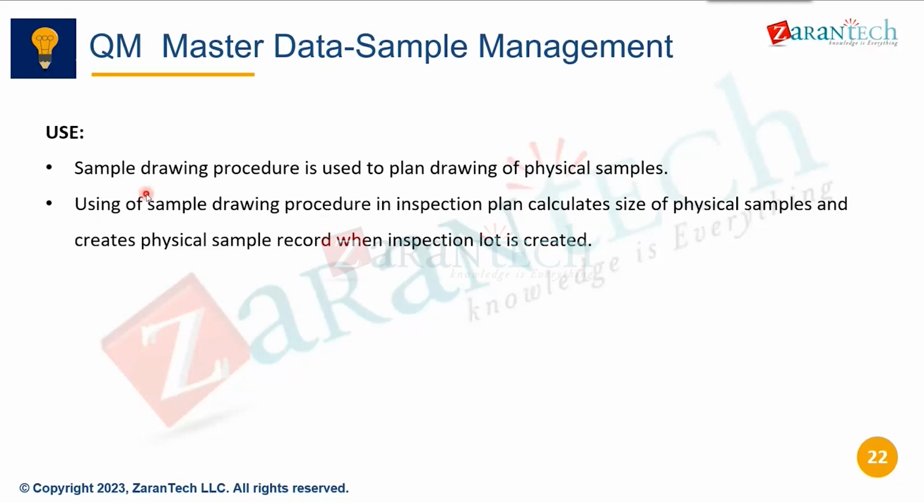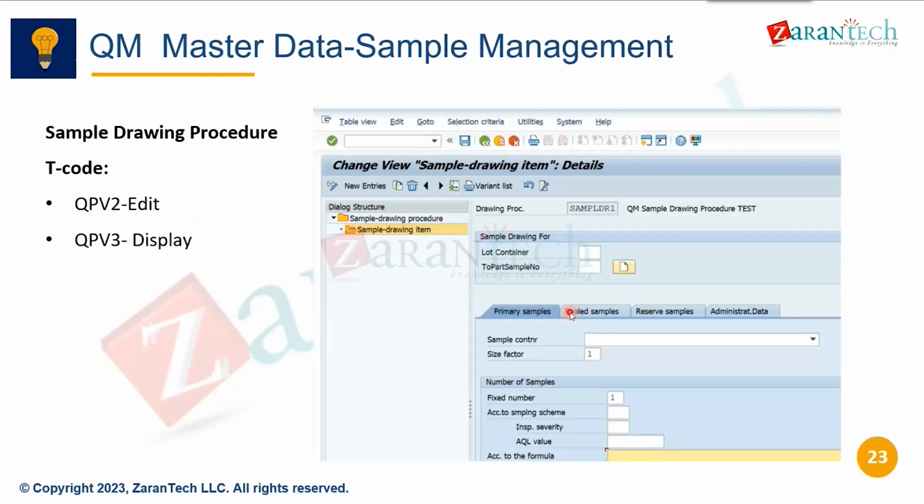Okay, so this is the use. Sample drawing procedure is used to plan the drawing of physical samples, which we discussed. Using the sample drawing procedure, the inspection plan calculates the size of physical samples and creates the physical sample record. A physical sample record means there is one unique identity for the physical sample. That will be created for each physical sample when the inspection lot is created. So that is the use of the sample drawing procedure.